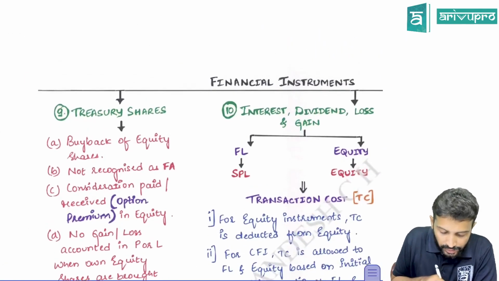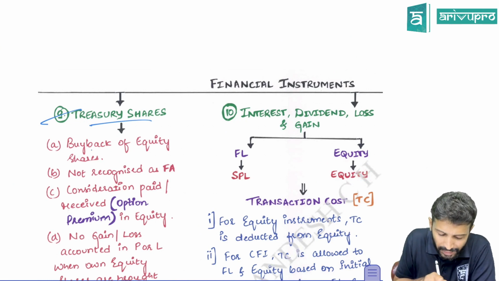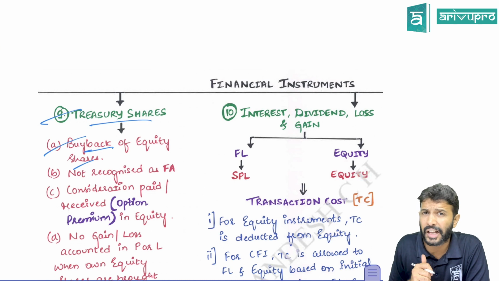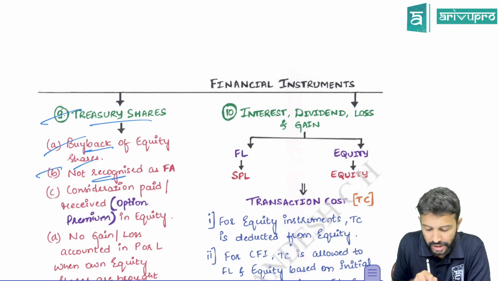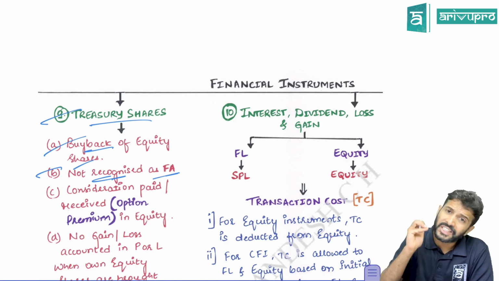All right. Next is treasury shares. Treasury shares means the company buys its own shares. So this is basically buyback accounting. If the company buys its own shares, can we show it in India as a financial asset? No, in India, you cannot show that as a financial asset. So that means you'll do all this transaction in equity itself.